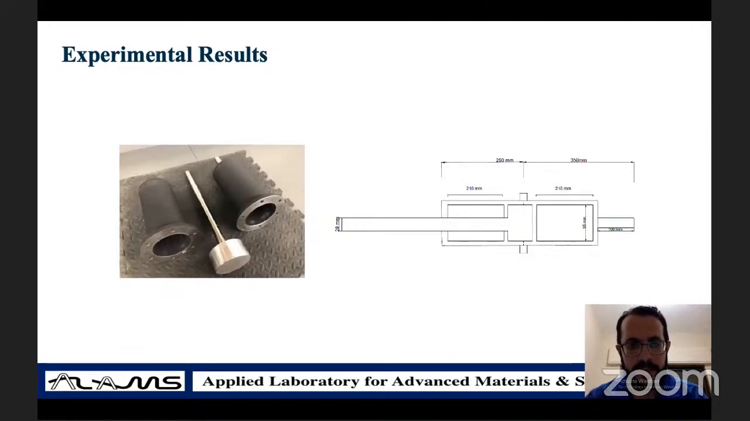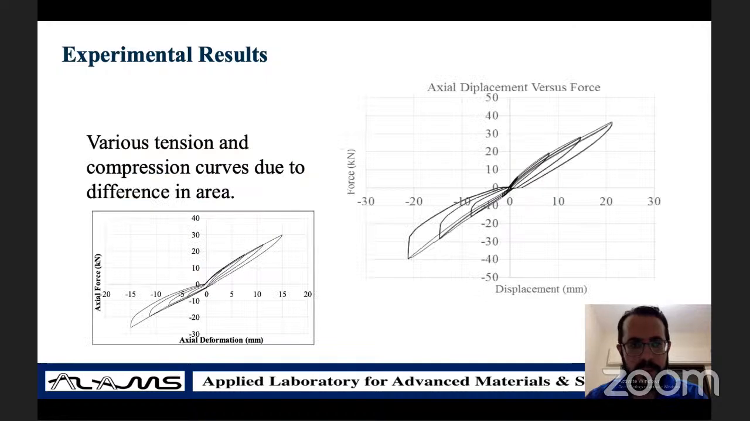After installing the specimen, it becomes one piece or one system that, as I mentioned, is installed in the machine. Different loading protocols have been applied, different cycles, and it applies both tension and compression to the system, and we try to increase the amplitude of the displacement to see how much capacity it can take. And as we'll see later, it has a considerable amount of strain deformation ability with very good self-centering behavior.